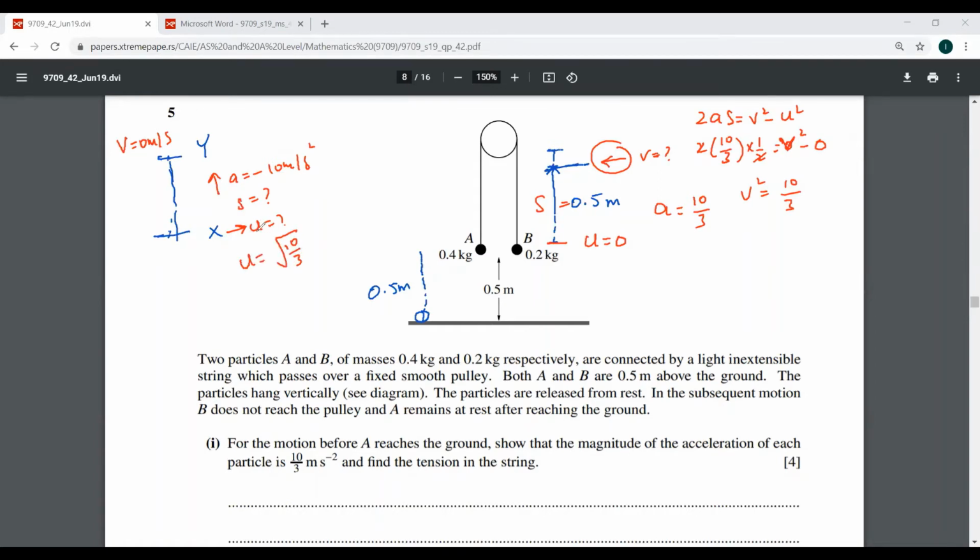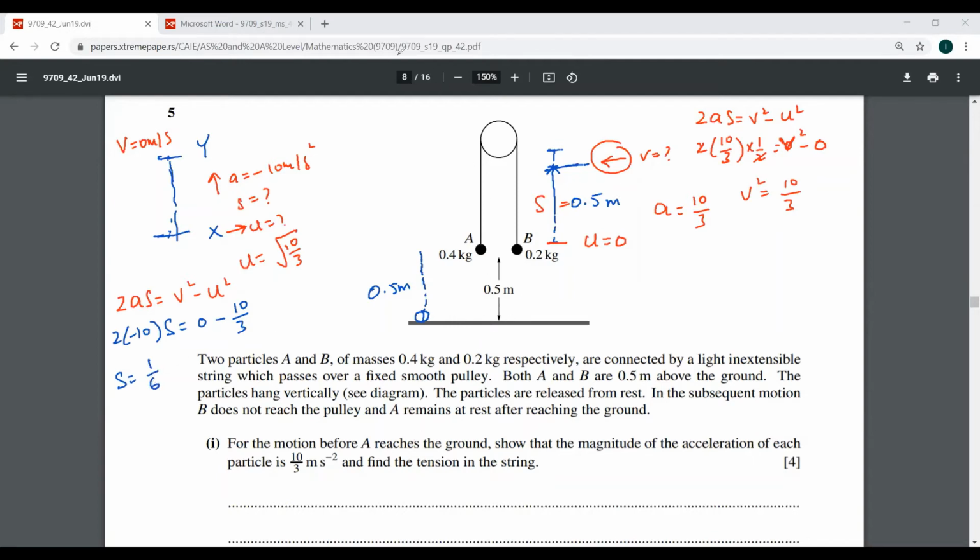So let's use this again and find its distance while moving upwards. This is going to be 2as, that is v square minus u square. So this is 2 into minus 10 into s, which has to be calculated. V square is going to be 0, u square is going to be 10 by 3. So this s is going to be 1 by 6, if I'm not wrong.